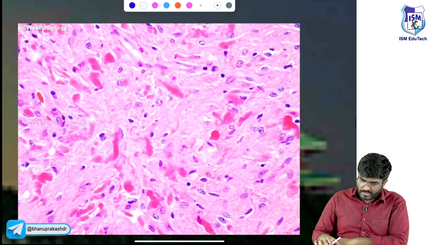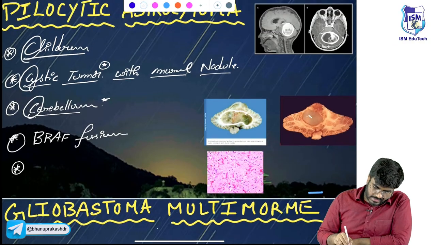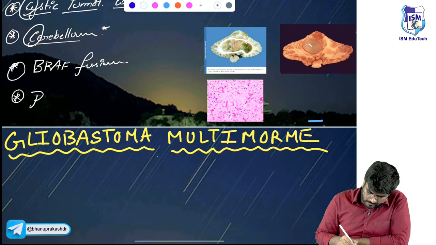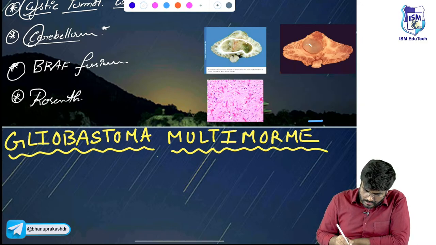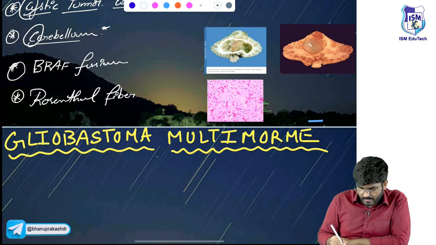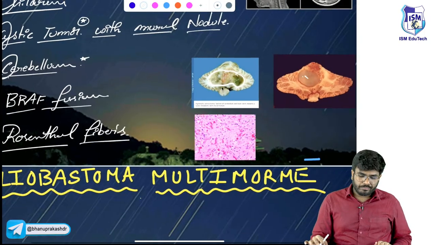Next, what else? Look at this diagram and tell me. In yesterday's class, in the CNS basics, I explained Rosenthal fibers. Are you able to remember? Rosenthal fibers are made up of heat shock protein 27 and ubiquitin, and are seen with astrocyte injuries. So in pilocytic astrocytoma, what is present? Rosenthal fibers in the astrocytes. When you take the biopsy and put it under the microscope, what you will see is Rosenthal fibers. These are the important points.